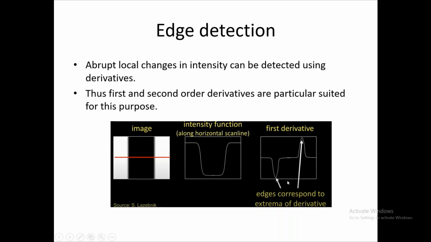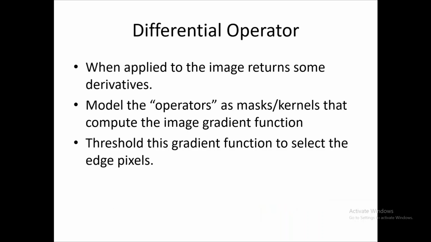So we use a differential operator to get the derivative, and when we apply it to the image, it returns some derivatives. We model the operators as a mask or kernel that computes the image gradient. The image gradient is nothing but the vector made up of these derivatives. Next we threshold this gradient function to select the edge pixels. In this way we will detect the edge.